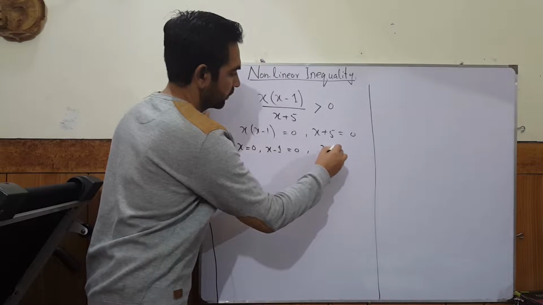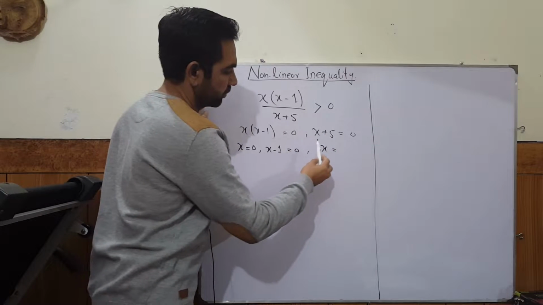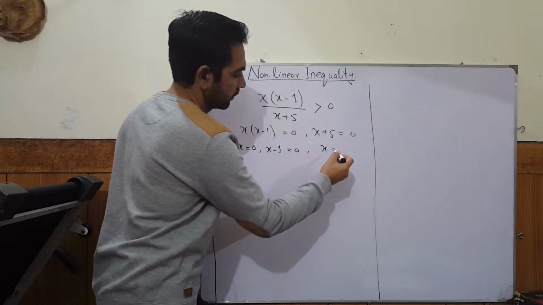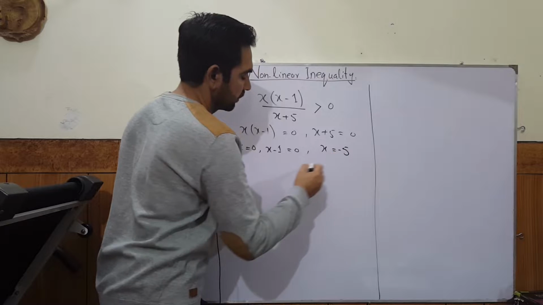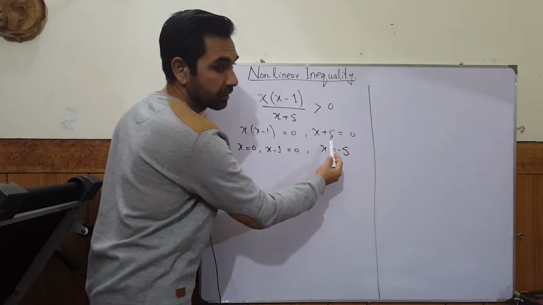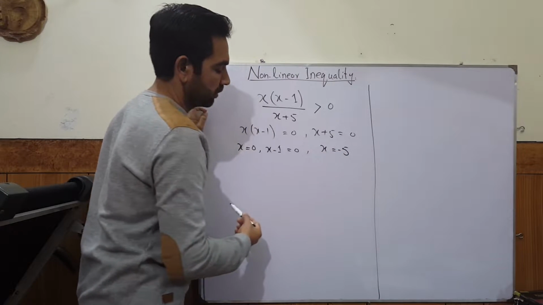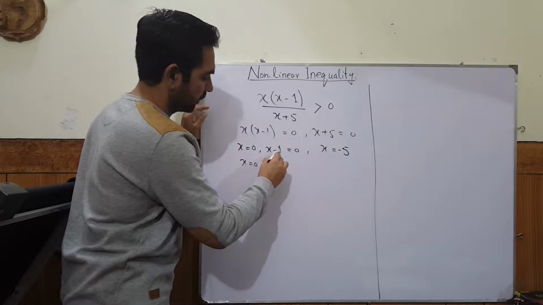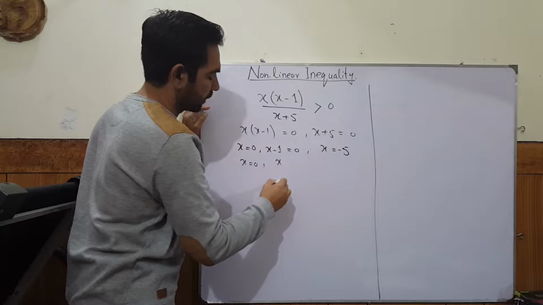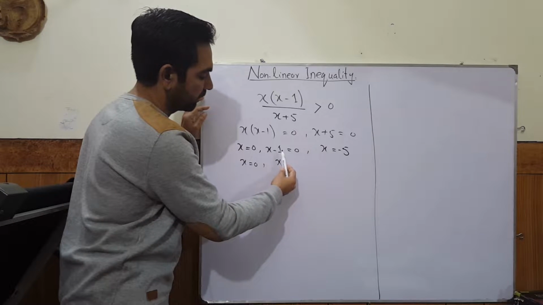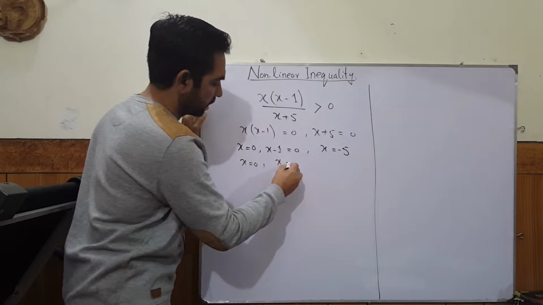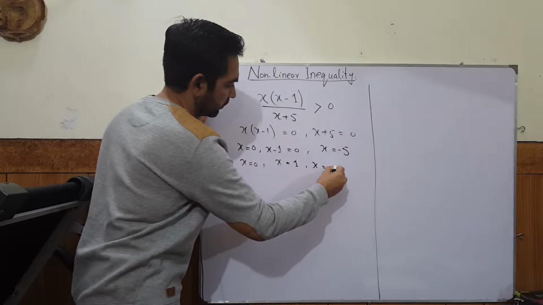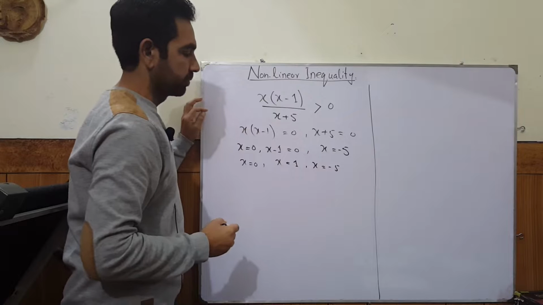From here, if we subtract 5 from both sides, it gives us x equals minus 5, or you can say that we take 5 to the other side and it gives minus 5. So we have x equals 0, and if I take 1 to the other side, by which I mean if you add 1 on both sides, we get x equals 1. So x equals 0, x equals 1, and x equals minus 5.